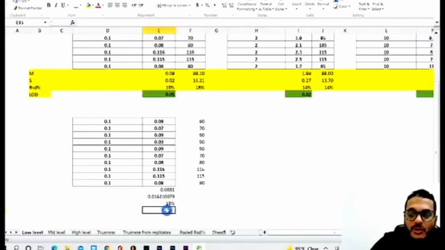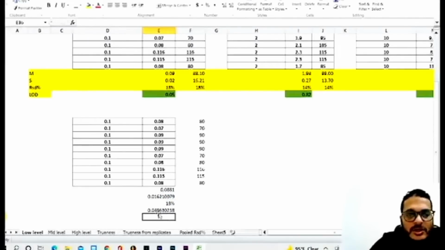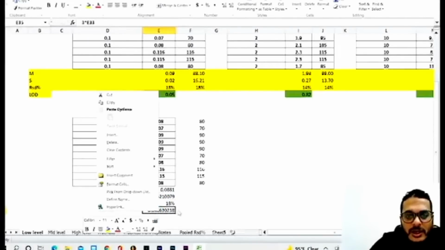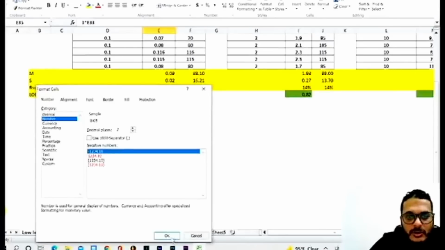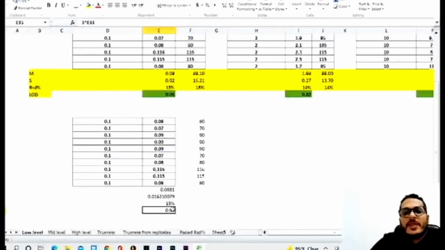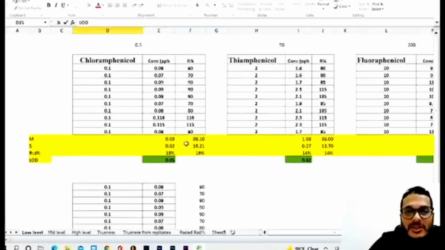And then we can calculate LOD. LOD equals blank plus 3 standard deviations, so equal to 3 multiplied by the standard deviation, enter, 0.048. We can format cells to number with 2 decimal points, 0.05. This will be your LOD, the detection limit for this compound, as an example.